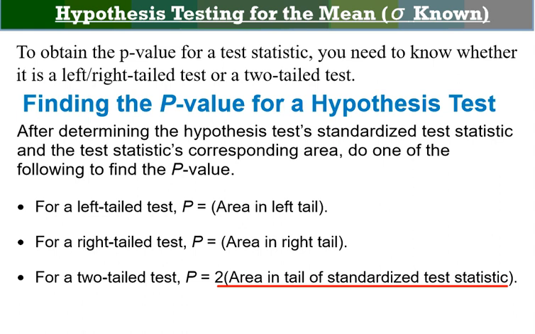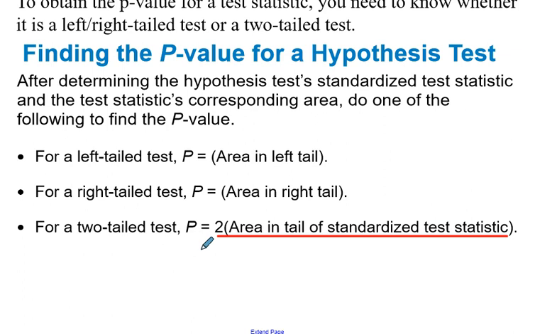To obtain the p-value for a test statistic, because right now I just gave them to you, you need to know whether this is a left-tailed or a right-tailed or a two-tailed test. So to find the p-value for a hypothesis test, after determining the standardized test statistic, that's usually the z-score, could be a t also if we're doing a t-distribution later, find the test statistic's corresponding area and do one of the following. For a left-tail test, the probability is the area to the left. For a right-tail test, the probability is the area to the right. For a two-tailed test, the probability is equal to 2 times the area in the tail of one of them. Pick either the right or the left side and double it.